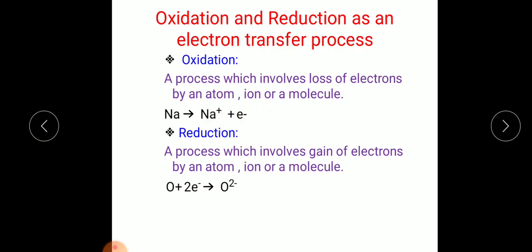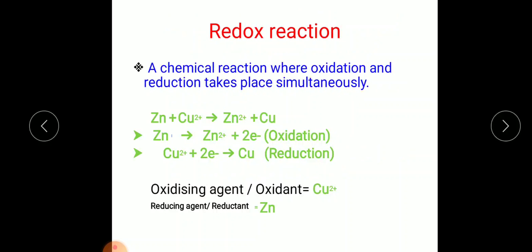Similarly, reduction is a process which involves gain of electrons by an atom, ion or a molecule. So a process in which there is addition of electron or gain of electron to an atom is known as reduction. Example, oxygen plus 2 electrons giving you O2 minus. So this is a reduction process.